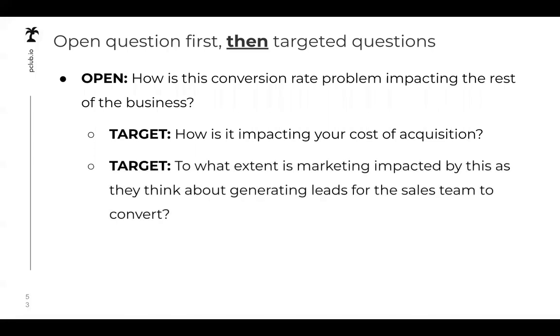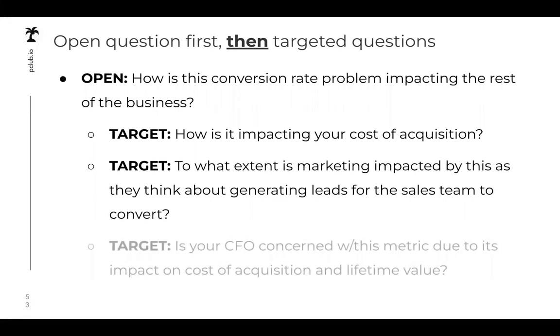To what extent is marketing impacted by this as they think about generating leads for the sales team to convert? Is your CFO concerned with this metric due to its impact on cost of acquisition and lifetime value? Okay, that conversation will go incredibly well. And it's all because you started with an open question and then challenged your buyer to think about specific issues. The order in which you do that matters.